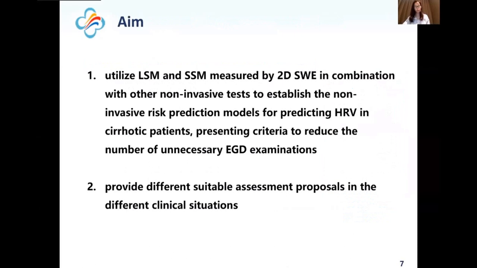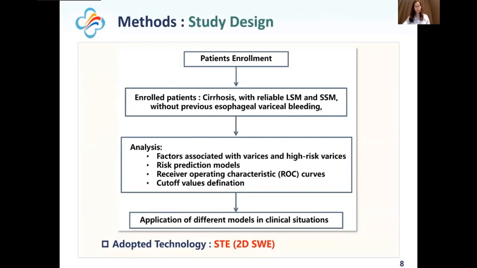Therefore, we aim to utilize LSM and SSM measured by 2D-SWE in combination with other non-invasive tests to establish prediction models for HRV in cirrhotic patients, presenting criteria to reduce the number of unnecessary EGD examinations, and to provide different suitable assessment proposals in different clinical situations. This is the study design.